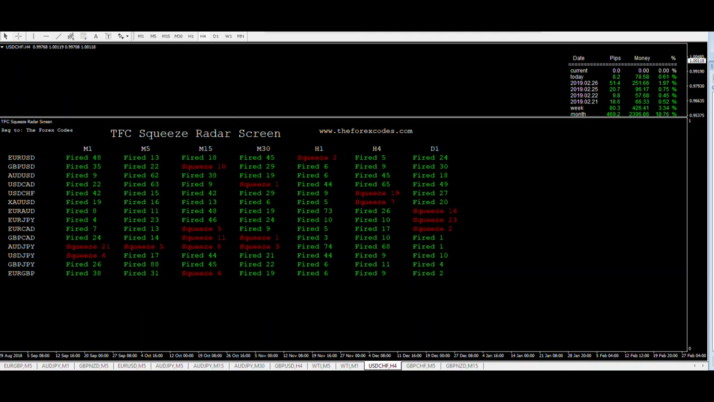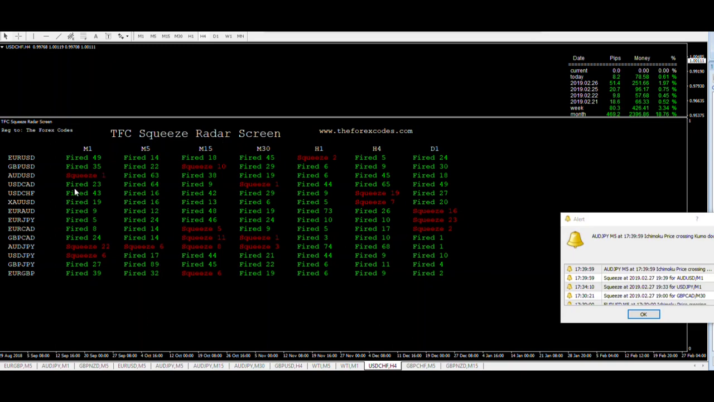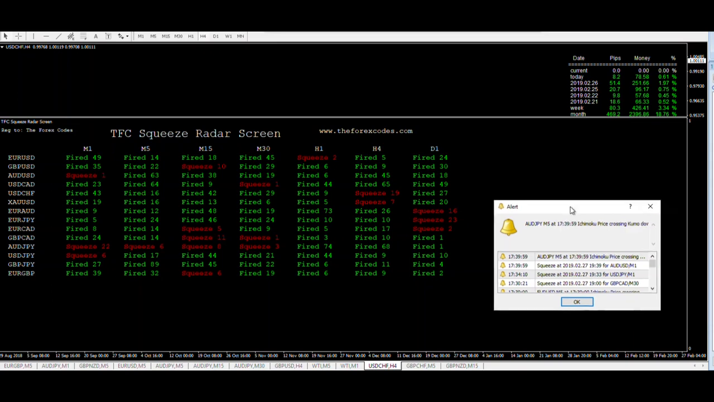It's really difficult to watch just 1, 2 or 3 pairs, especially if you're trying to find squeezes on different time frames. But with the TFC Squeeze Radar Screen, you can get up to 17 currency pairs on. Did you see that? The Aussie dollar just went its first red dot into a squeeze. Not fired off, just the first red dot.